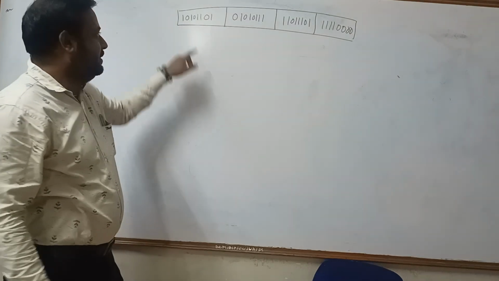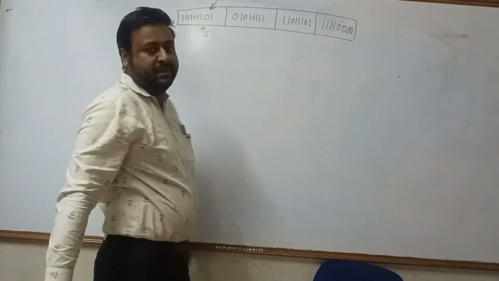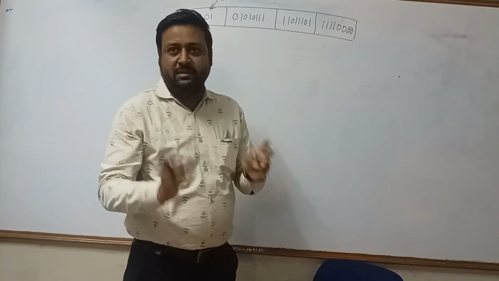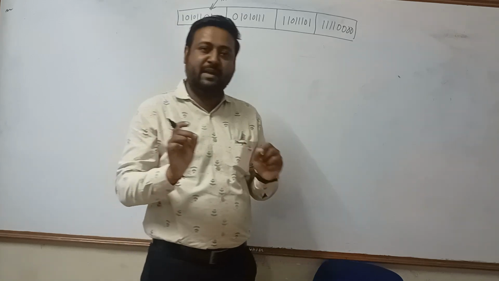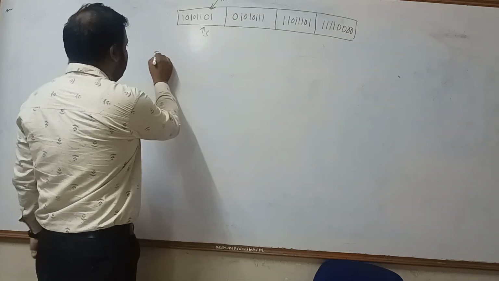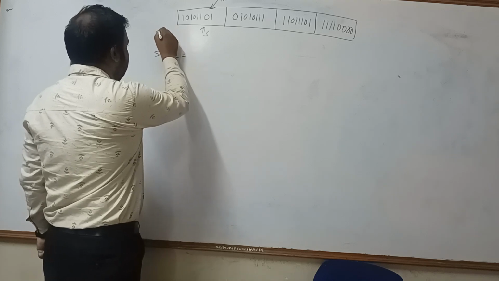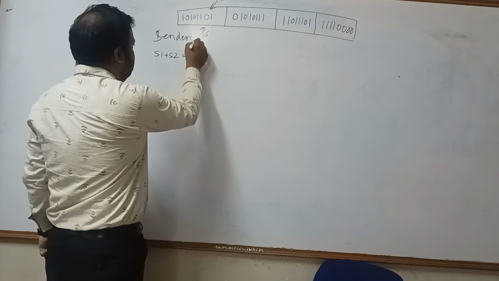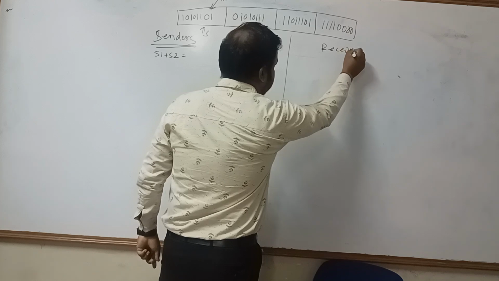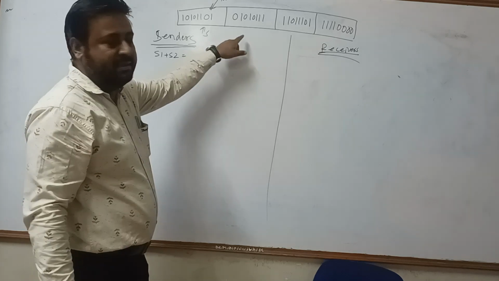So what is happening here? These are the segments and these are the bits. When the sender is trying to send this data to the receiver, the bits of each segment are to be added. Now segment 1 is to be added with segment 2 first, and this is happening at the sender's end. This part is the sender's end and this part will be the receiver's end. So first, S1 is to be added with S2.